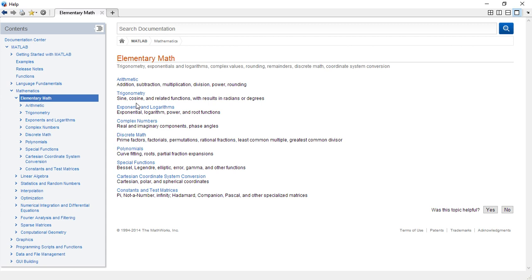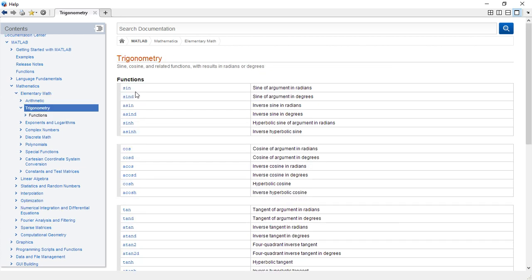The functions are categorized. You have trigonometric functions, exponents and logarithms, complex numbers, discrete maths, polynomials, special functions, Cartesian coordinate system. In fact, they are in all sorts of orders. But for an introduction, we will focus on just seeing some of them so that we understand how Matlab understands functions. If we go to trigonometry, for example, you will see the sine function, and it is very well explained. Sine of argument in radians.